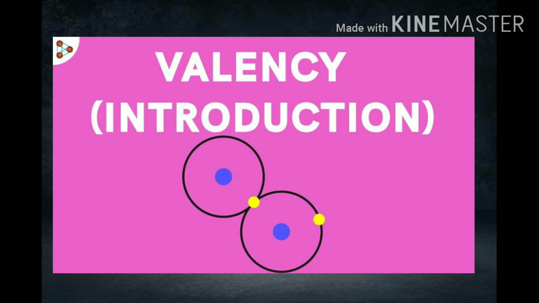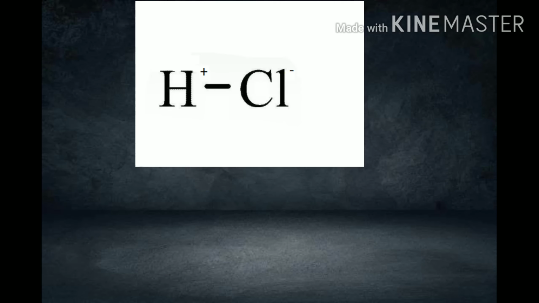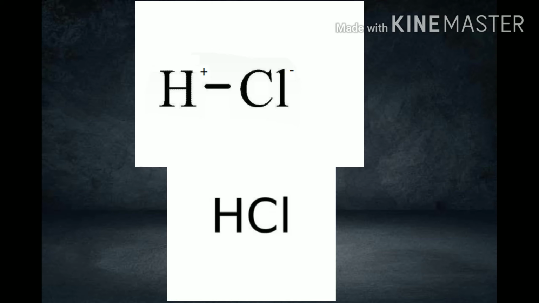Now we move to the next concept, that is valency. Valency means the combining capacity of an atom or of a radical. Or you can say it is the number of hydrogen atoms which may be combined or displaced. For example, HCl. Here the chlorine is combined with one hydrogen atom and forms HCl. So here the valency of chlorine is 1.